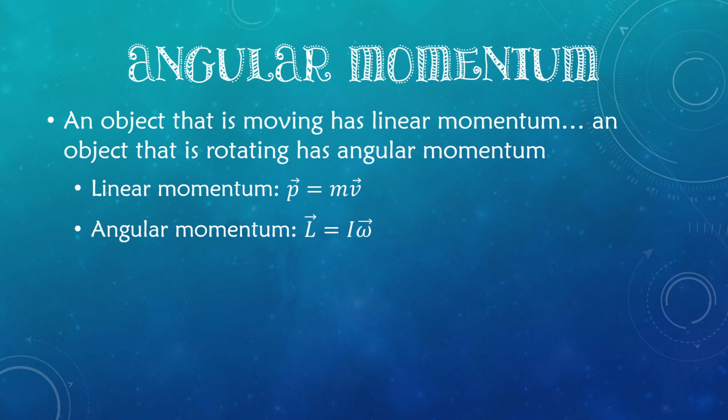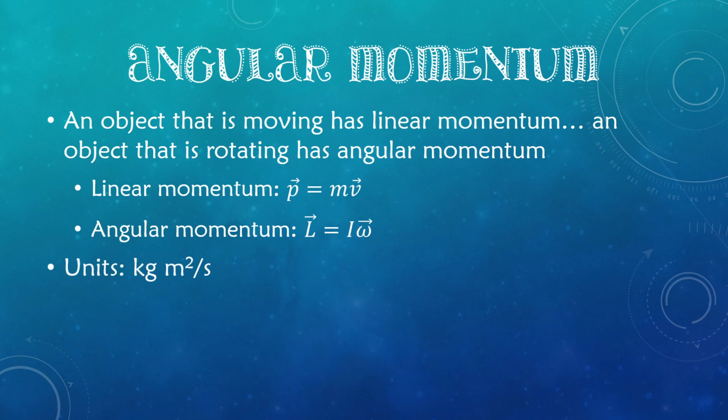Similarly, angular momentum can be found with an equation that says L equals I times omega, where L is the angular momentum, I is the moment of inertia, which we've learned previously is kind of like the rotational equivalent of mass, and omega is the angular velocity. Angular momentum also has a direction. For the purposes of our class, we'll use clockwise or counterclockwise, and the direction of our angular momentum will be the same as the direction of the angular velocity.